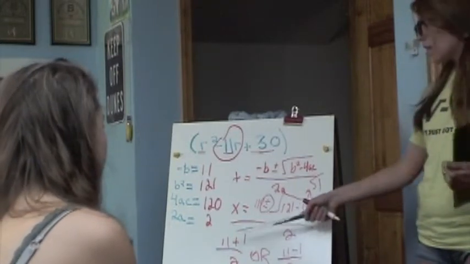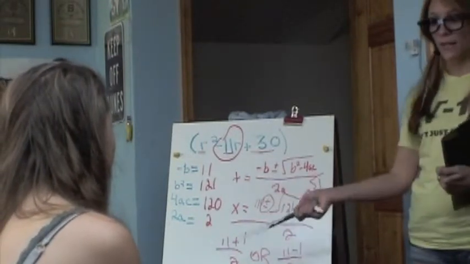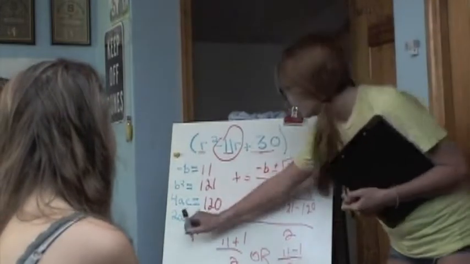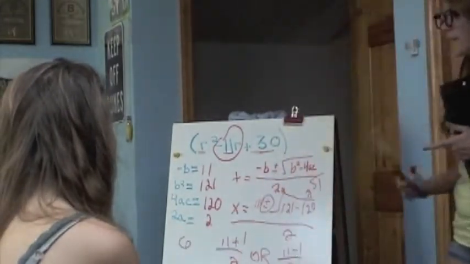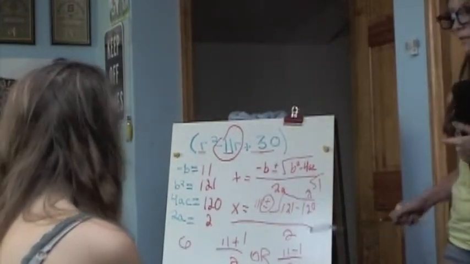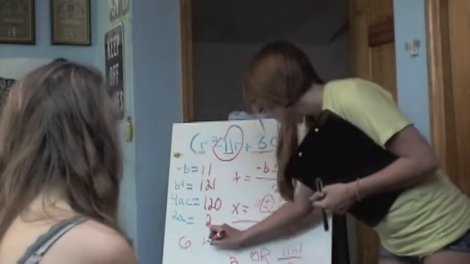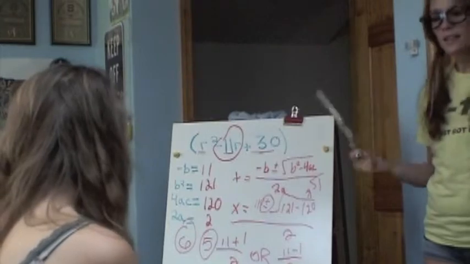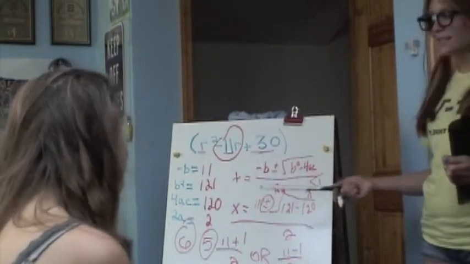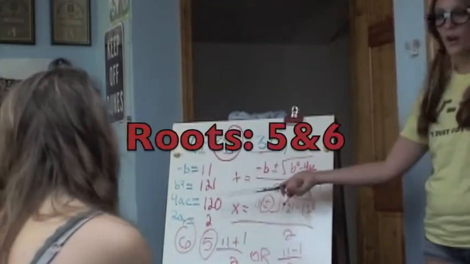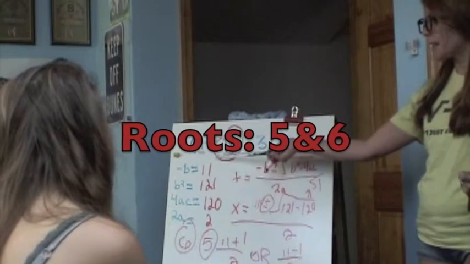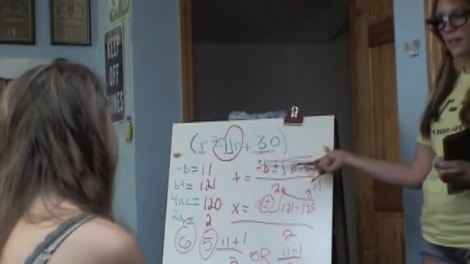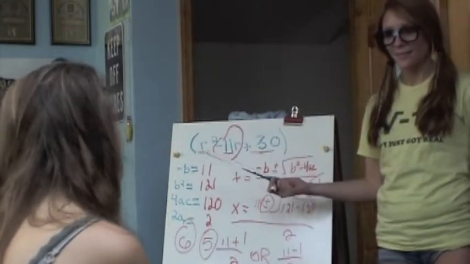In this case, 11 plus 1 over 2 comes out to 6. And 11 minus 1 over 2 comes out to 5. Correct. So those are the two answers? Yes. In this case, 5 and 6 are the factors of r squared minus 11r plus 30. It's that easy.